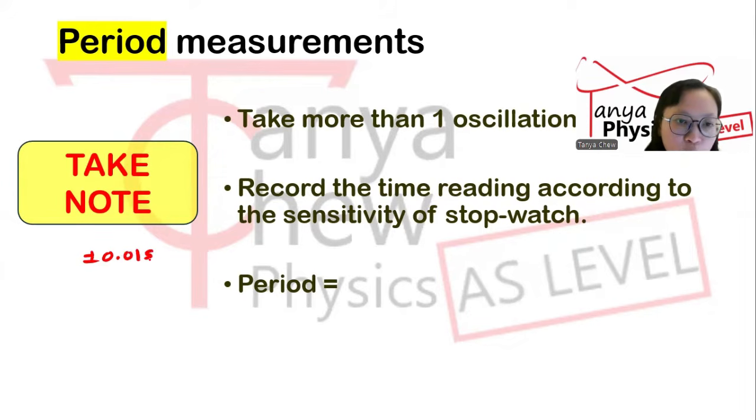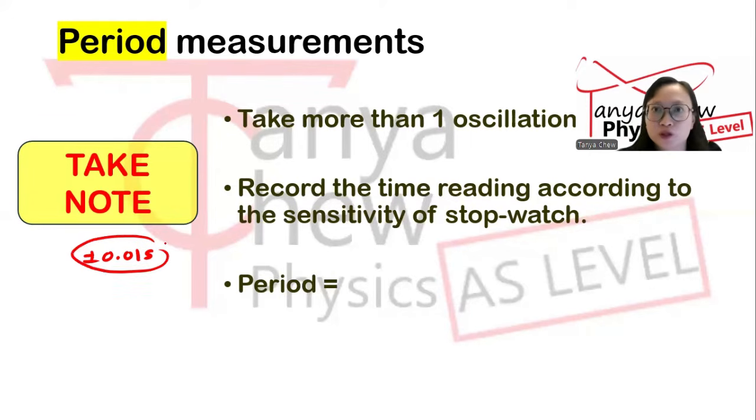But the problem is, we humans are not that fast to react. So due to our human reaction time, since we are not fast to respond, you have to increase the absolute uncertainty of the digital stopwatch. So you have to increase it to 0.1 second. All the readings recorded by a digital stopwatch must be recorded in 1 dp, or 1 decimal place.